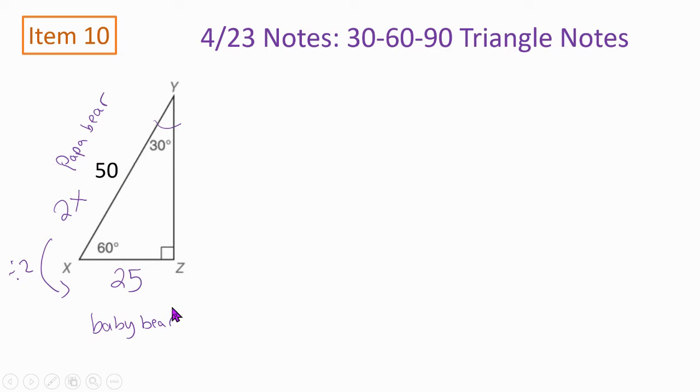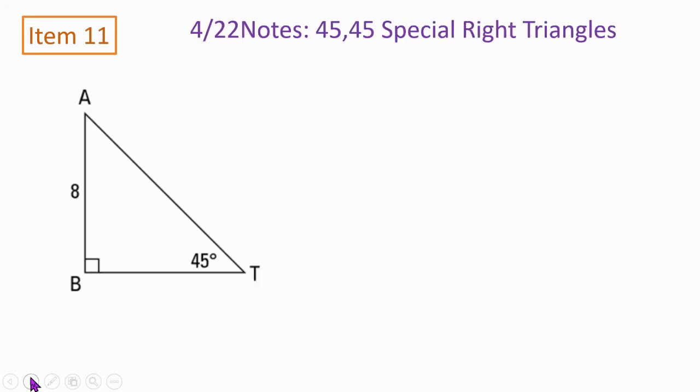All right, and then the side opposite the 60, that's going to be Mama Bear. And we know Mama Bear is all about the baby, so it's going to be 25. And Mama Bear takes care of all 3 bears in the house, so it's going to be 25 square roots of 3. Alrighty. If you want to find some more examples of that, here's where you can find it in your notes on Google Classroom.